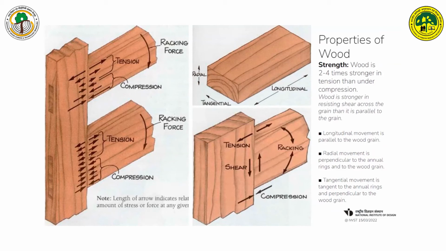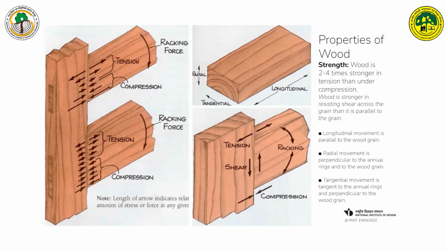So what is tension? Tension is basically the tendency of both ends of a wood piece being pulled apart. That's, in simple words, tension. Compression is within the structures when the grain, along the grain direction, is pushed towards each other. So as you can see, the arrows are also indicating.